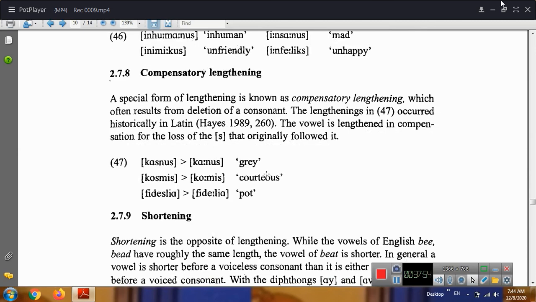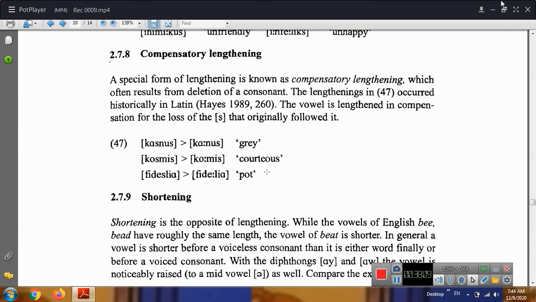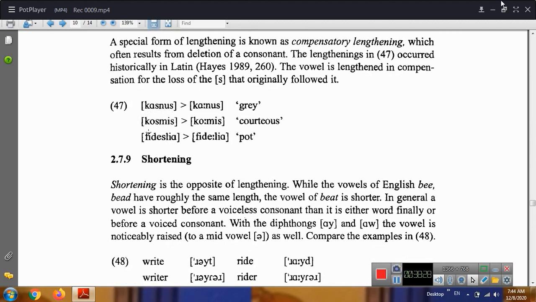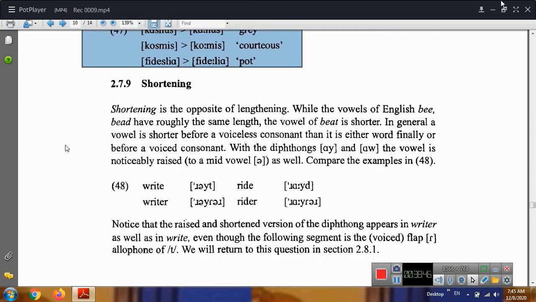Compensatory lengthening is one type of lengthening which occurs from the deletion of a consonant. Sometimes we delete a consonant, and to compensate for that deletion, the vowel is lengthened. For example, casnus, which by deletion of this c becomes canus, meaning gray. Here we have compensatory lengthening. Or casmis, which is camis. Or fideslia, which is fidelia. In this dialect, the deletion of c is common.